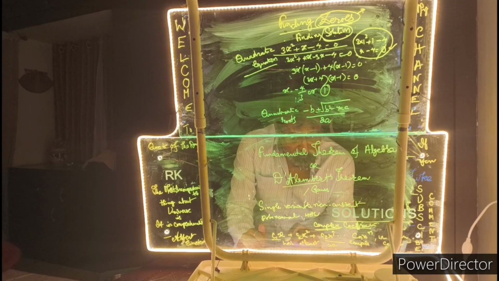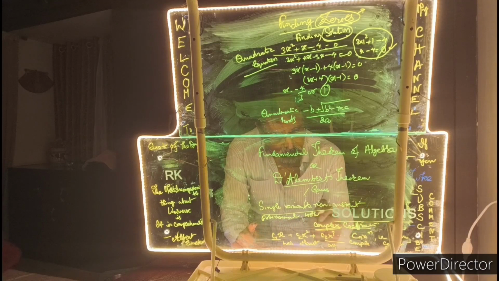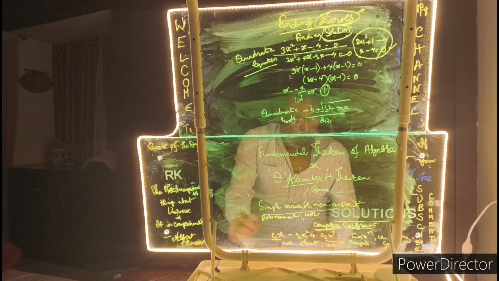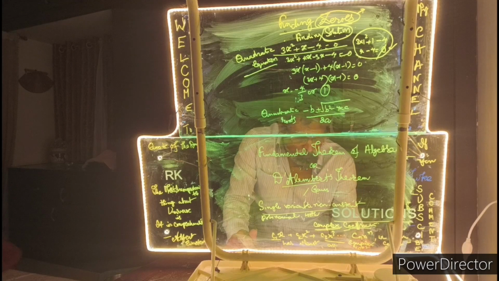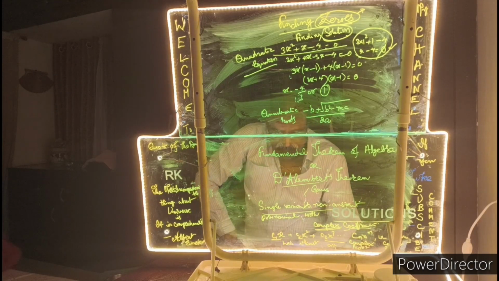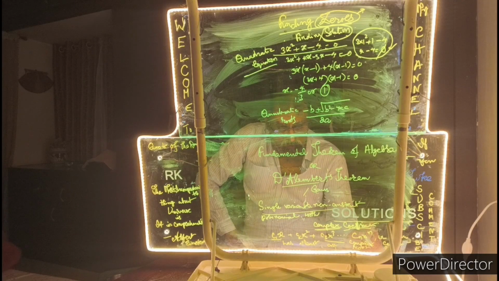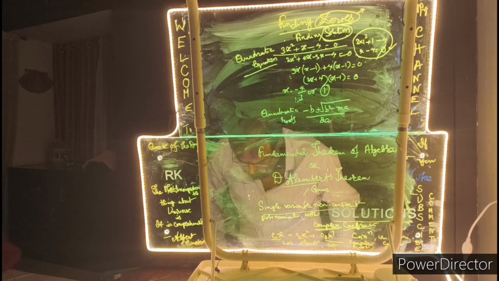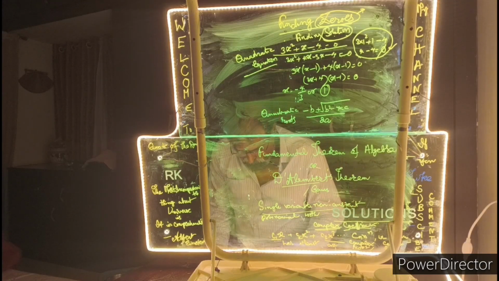So such a single-variable non-constant polynomial with complex coefficients has at least one complex root. Right? Only the coefficients are complex here, not the variable. The coefficients are complex, still it will have at least one complex root. That's the D'Alembert theorem.